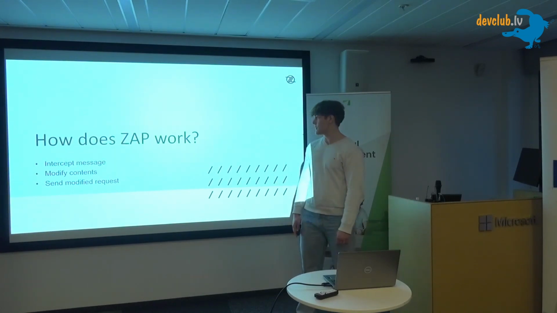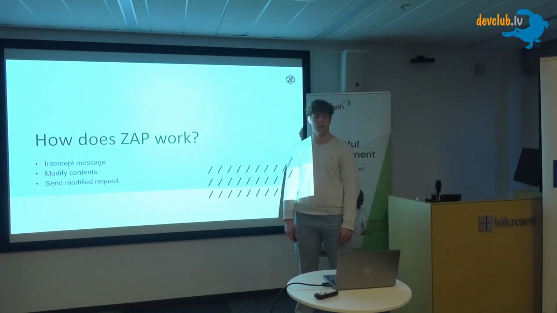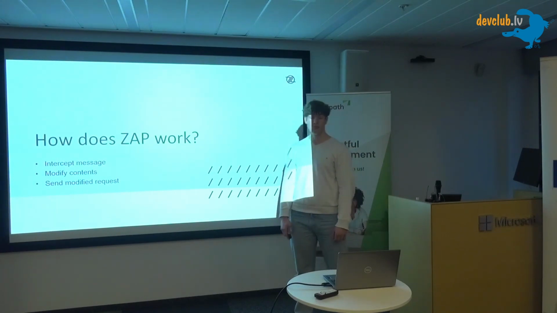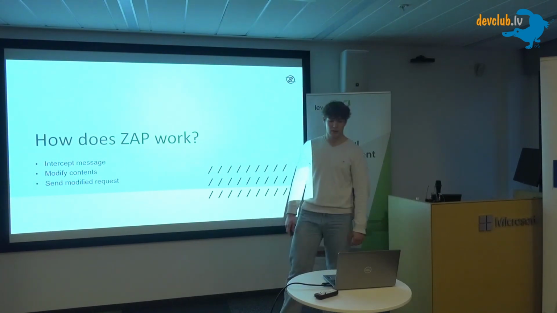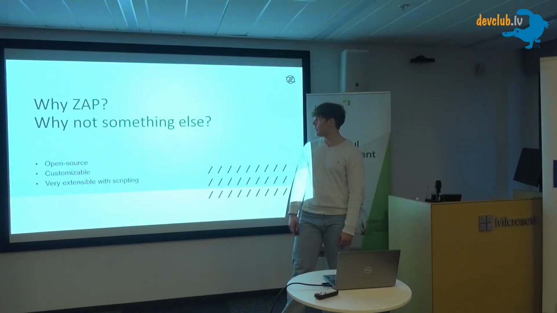And first question, how does ZAP work? Well, what it basically does is crawl through URLs of your application and scans for vulnerabilities found on those URLs. And yes, it stands between the tester's browser and the application and modifies the contents of the requests if needed, and then forwards those requests to the application.